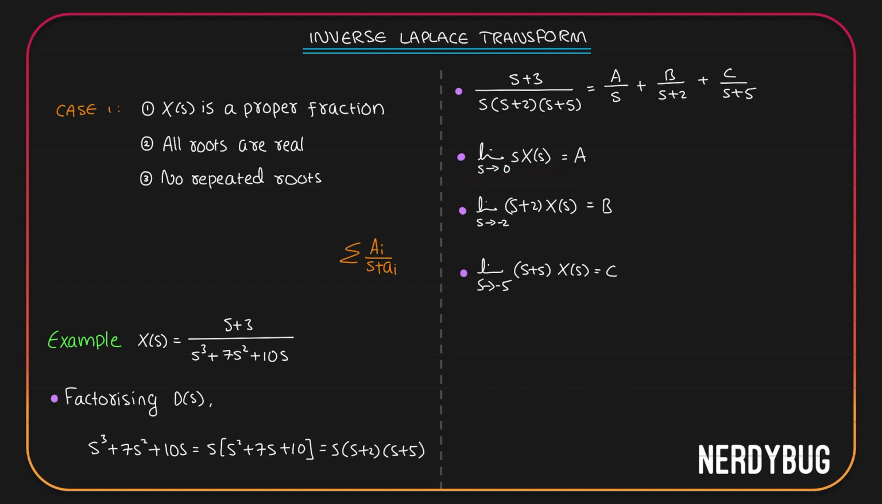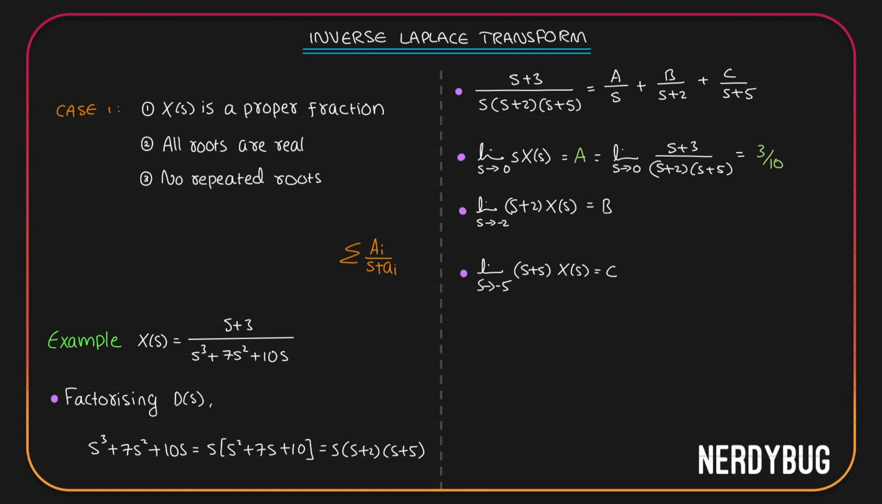Let us use the first equation to find a. A will be equal to limit s tends to 0, s multiplied by x of s. X of s is this. If I multiply it with s, then this s will be gone. I will get s plus 3 divided by s plus 2 into s plus 5. Let's give s equal to 0. So this will become 3 divided by 2 into 5, that is 3 by 10. So a is 3 by 10.